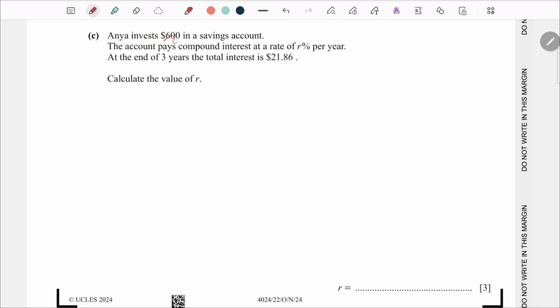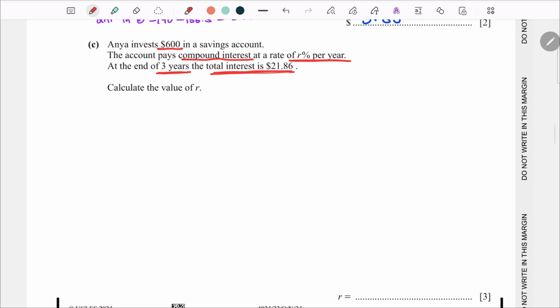Part C, Anya invests $600 in a savings account. The account pays compound interest at a rate of R% per year. At the end of 3 years, the total interest is 21.86. Calculate the value of R.